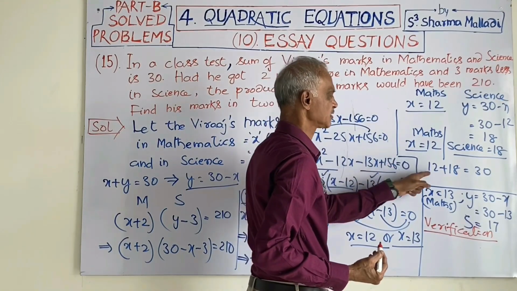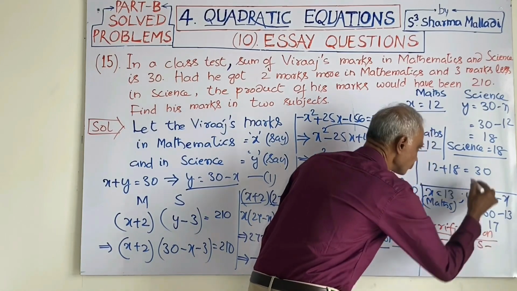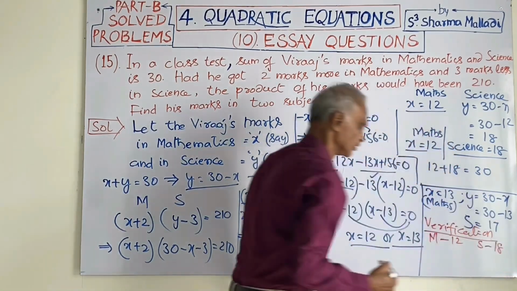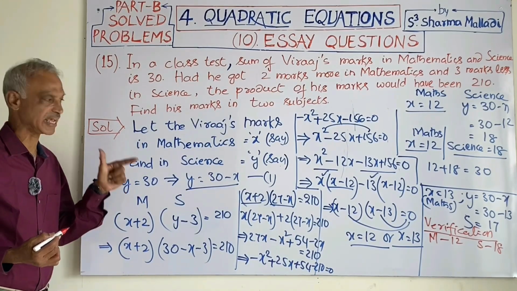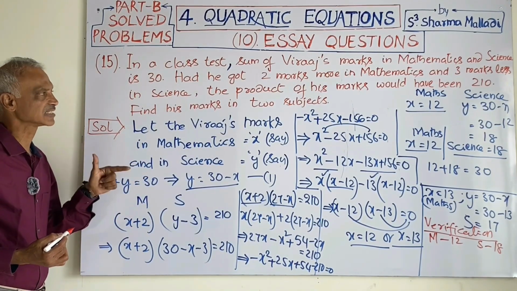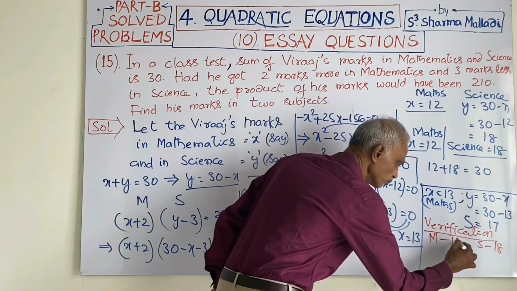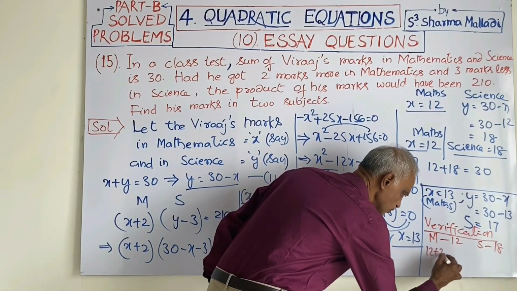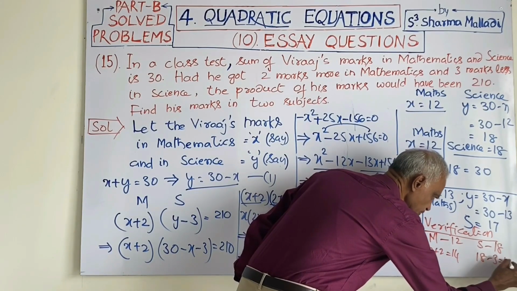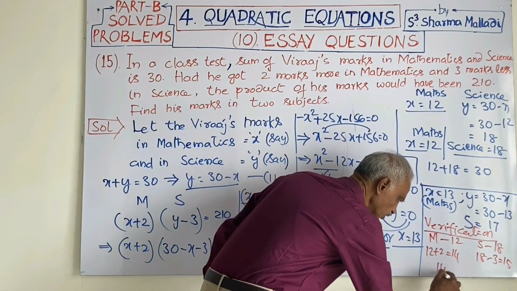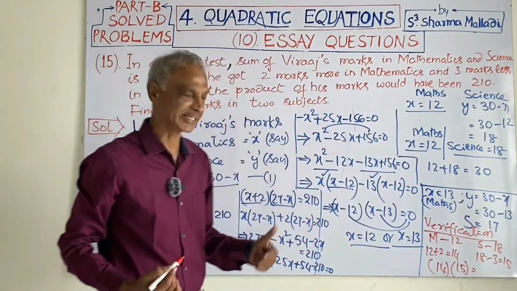Now you take x is equal to maths marks 12 and science marks 18. Now if he had got 2 marks more in maths and 3 marks less in science, the product of his marks would have been 210. Let us check. 2 marks more means 12 plus 2, 14. 3 marks less, 18 minus 3 is equal to 15. As the product of these 2 marks, maths and science, must be 210.